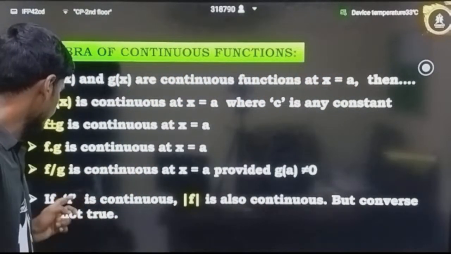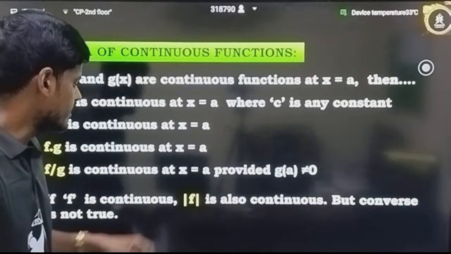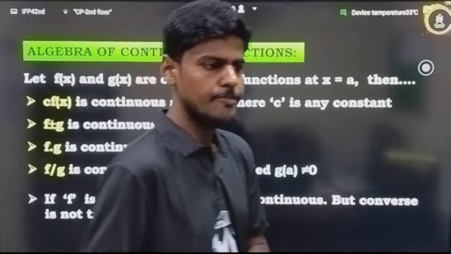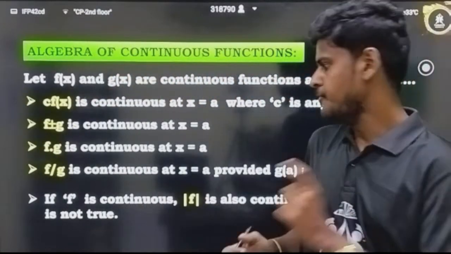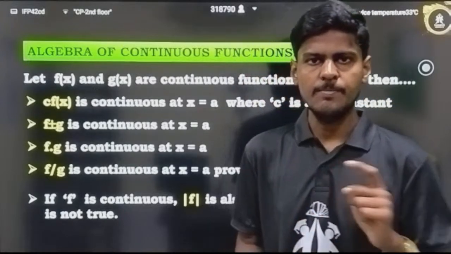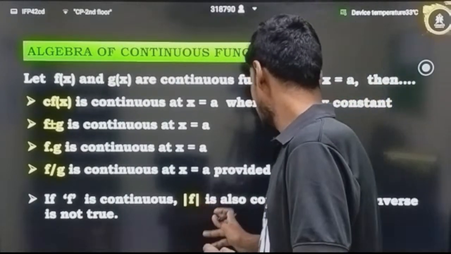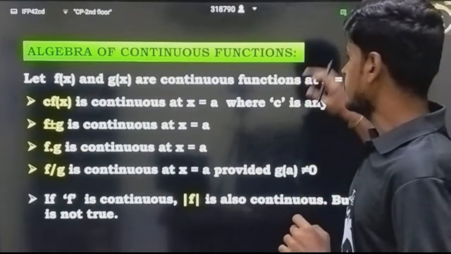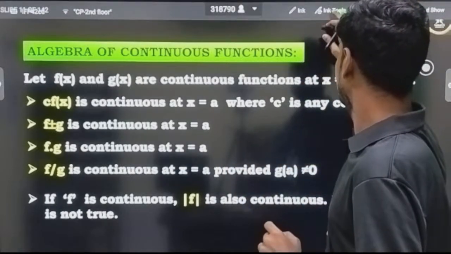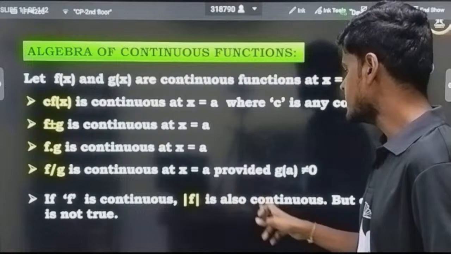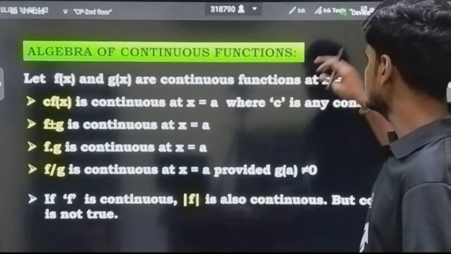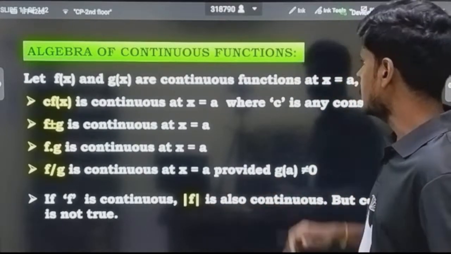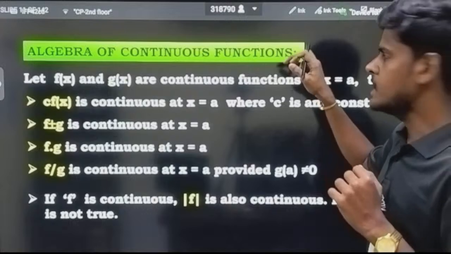Next property, f is continuous. That means mod f is also continuous. F is continuous implies mod f is also continuous, but its converse is not true. What does that property mean? We will consider one example.